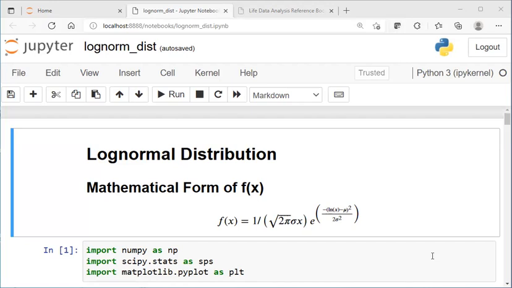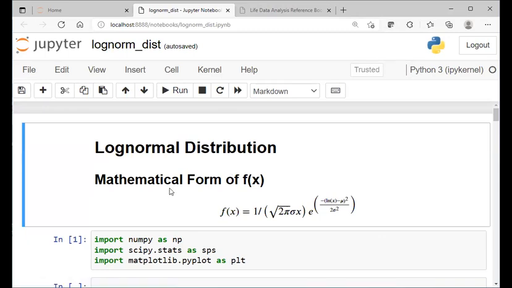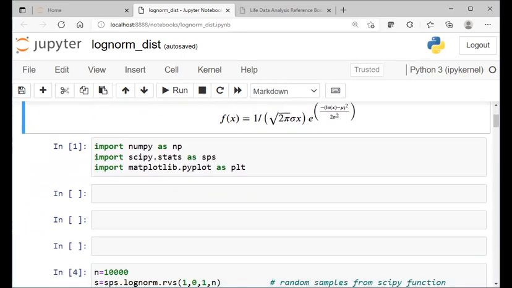So, some functions of the log normal distribution from Python. That is the objective of this demonstration. The mathematical form of the log normal distribution is similar to the normal distribution. In order to demonstrate that, I have imported numpy as np, scipy statistics functions, and matplotlib as plt.